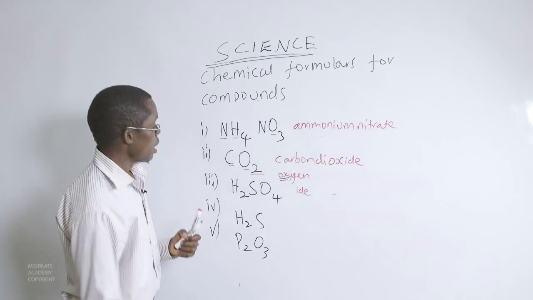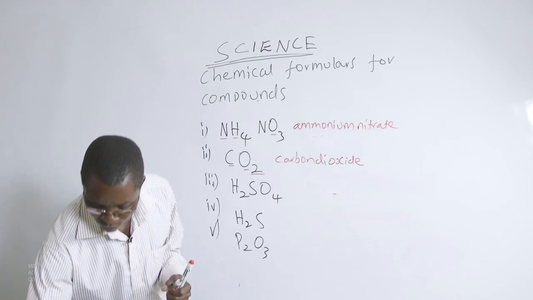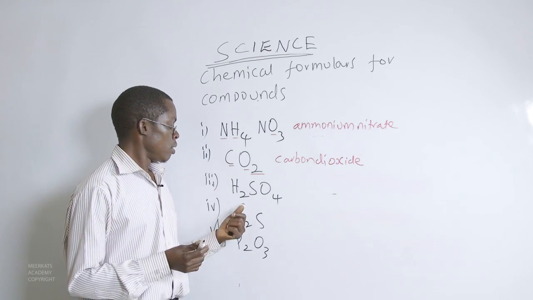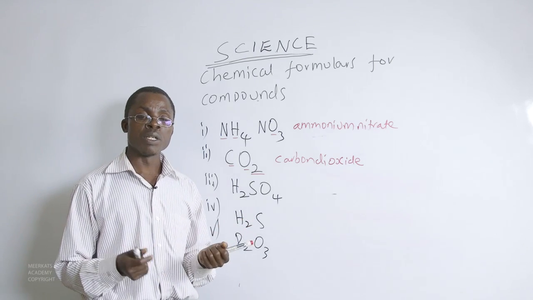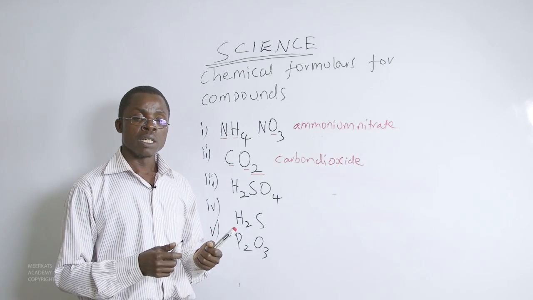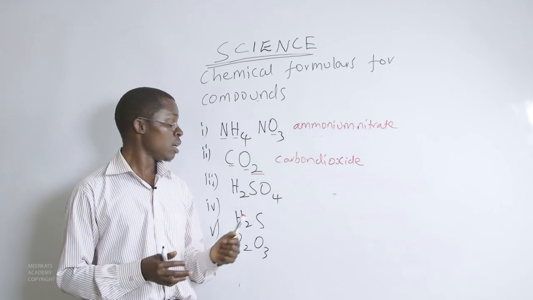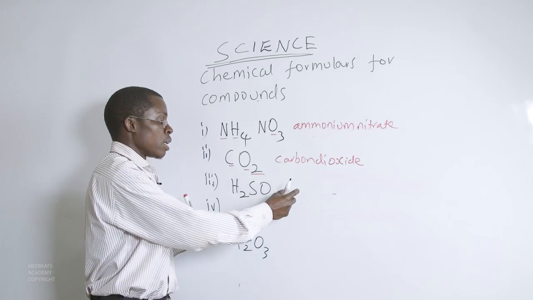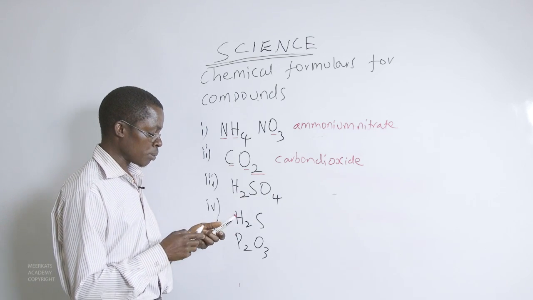Let's look at our third example. This is a very important compound or substance in our life. When you have a vehicle and you have that battery which always ignites the engine, this is the substance that is normally found there. We are now to get the name of this particular substance.